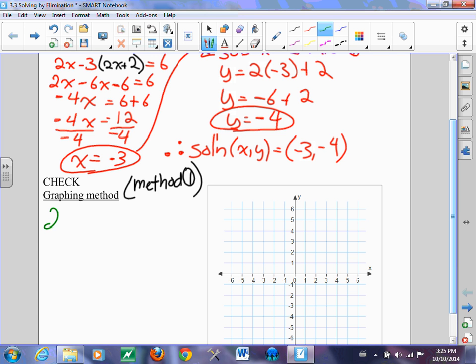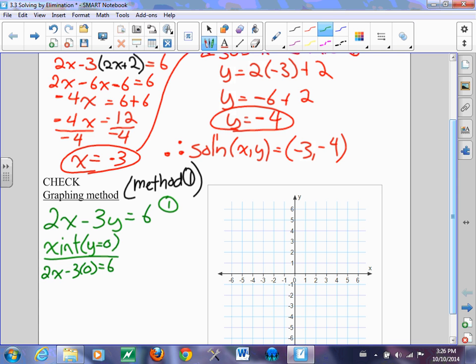We've got equation 1, which is 2x minus 3y equals 6. Because the coefficients in front of x and y go in evenly into the constant, I'm going to use x and y intercepts. For the x-intercept, I'm going to let y equal 0. So wherever I see a y, I'm going to put a 0. So it's going to be 2x minus 3 times 0 equals 6. So we got 2x equals 6. To get x by itself, x equals 3.